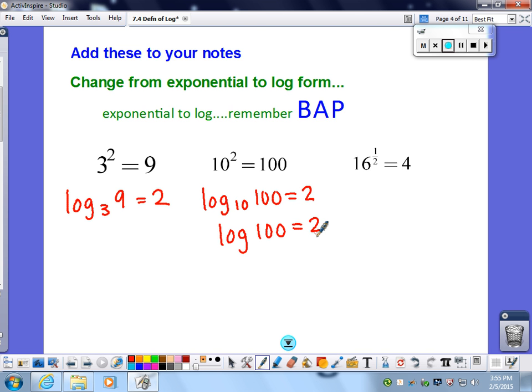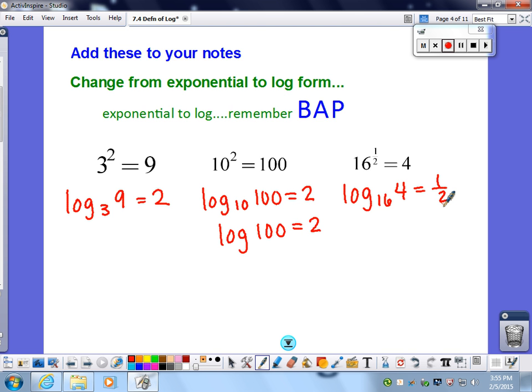All right, you try the next one. Take a moment and try the next one. All right, answer is log base 16 of 4 is equal to 1/2. Remember, rational exponent means, 1/2 is the same thing as square root. So like I said, we have a true statement.